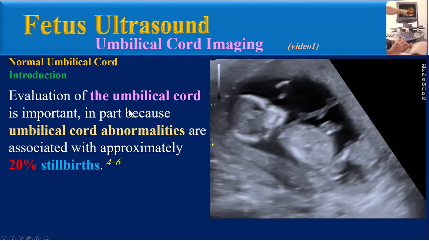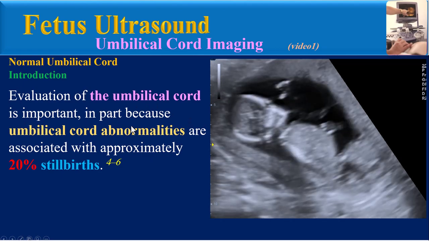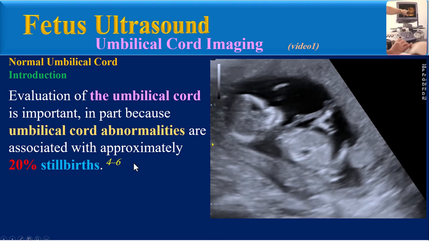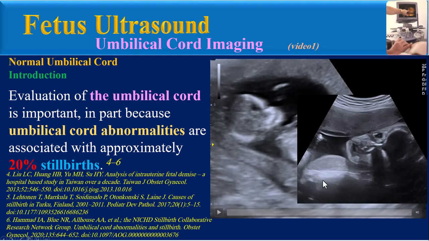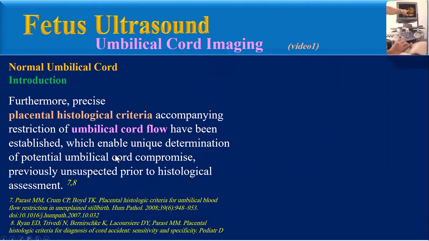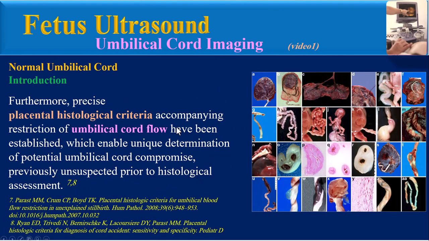Evaluation of the umbilical cord is important in part because umbilical cord abnormalities are associated with approximately 20% of stillbirths. Furthermore, precise placental histological criteria accompanying restriction of umbilical cord flow have been established, which enable unique determination of potential umbilical cord compromise, previously unsuspected prior to histological assessment.